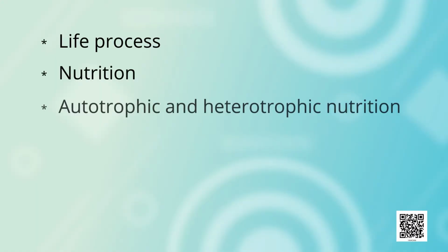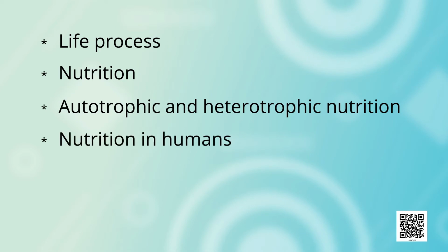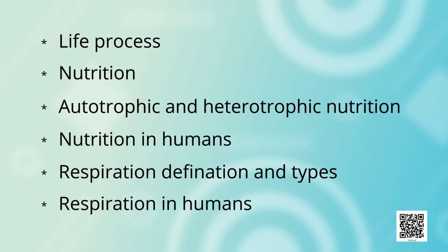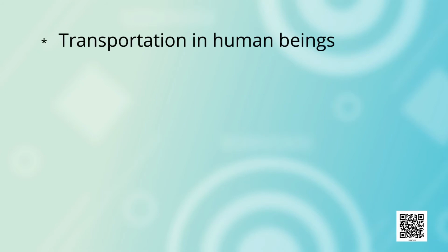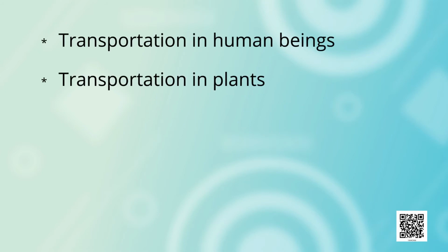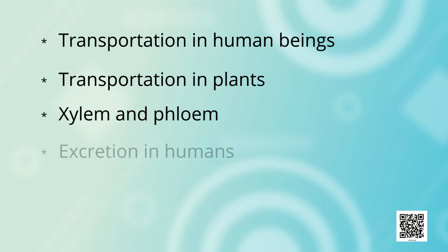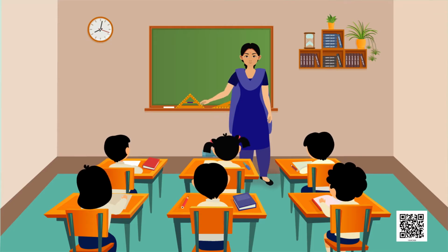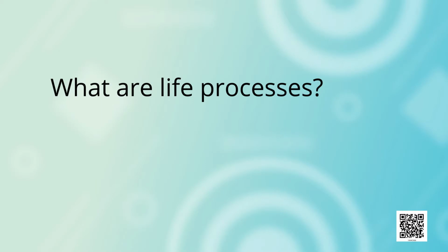Life processes, nutrition, autotrophic and heterotrophic nutrition, nutrition in humans, respiration, definition and types, respiration in humans, transportation in human beings, transportation in plants, xylem and phloem, excretion in humans, excretion in plants. First of all, we shall discuss what are life processes.